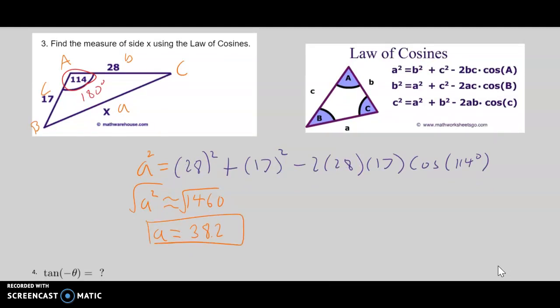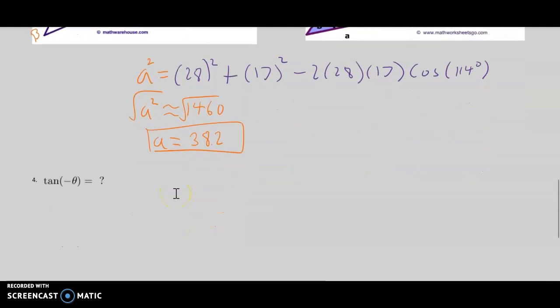Sometimes they might give you C and A and ask you to find B. If that was the case, given angle A, you might have to plug in A, C, and angle A and solve this equation for B. That's going to be a little more involved, a little more complicated. It may not always be as straightforward as just plugging in numbers and then taking the square root. But in this case, it was pretty straightforward. All we had to do was plug in and solve for A.